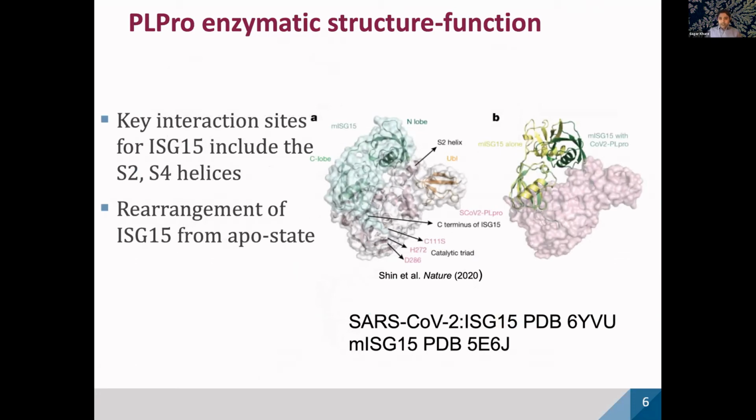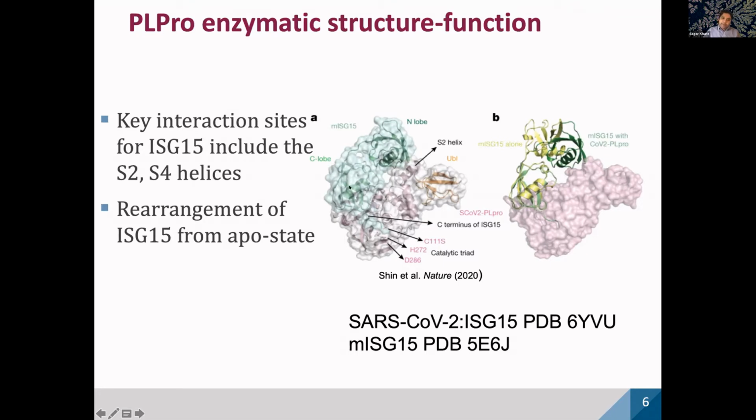So the crystal structures of SARS-CoV-2 PLpro and its complex bound to ISG15 has been solved. And you can see the structure described in this Nature paper earlier this year. And what you can see is that, I told you that there are those two helices that are going to be important. So here's that S2 helix that I told you about, right next to the ubiquitin-like domain. So that participates in binding to one of the two domains of this ISG15 protein.